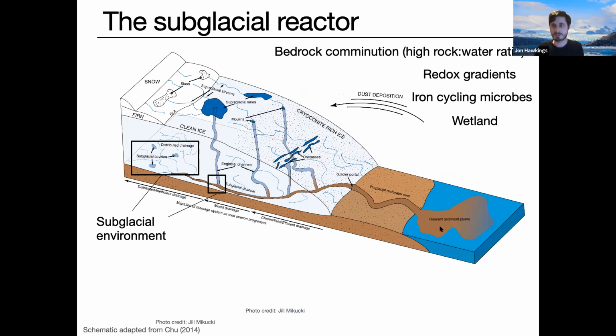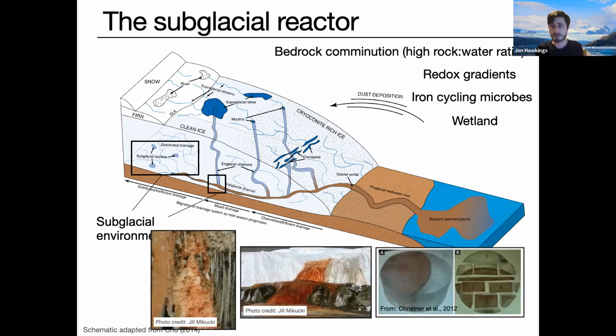And we know that the Greenland Ice Sheet is a big wetland, basically. A lot of the bed of the Greenland Ice Sheet has water at it. And that's great for generating dissolved solute. And there's some circumstantial evidence that you can generate really high iron concentrations in subglacial environments as well.